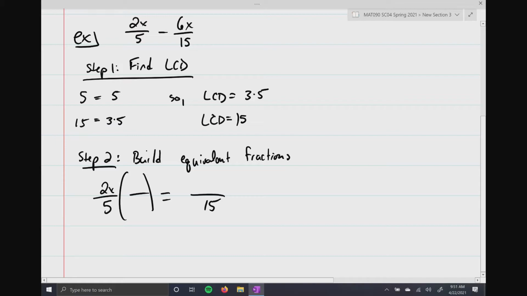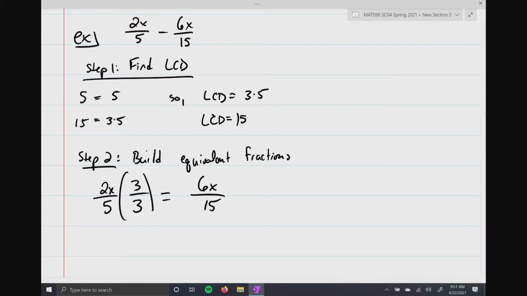I need to take the first fraction, which is 2x over 5. I know I want a denominator of 15, because that's my LCD. The question becomes, what do I multiply 5 by to give me 15? Well, that's going to be 3. And since I'm only allowed to multiply by 1, I write 3 over 3. So my first fraction turns out to be 6x over 15. Does that make sense, everyone?